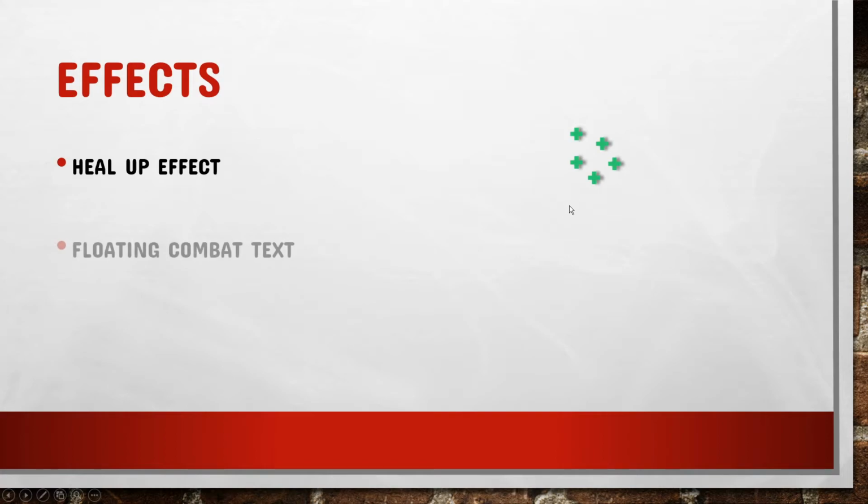So for effects, I want to add a heal up effect when you pick up a medkit, which I picked up earlier in this video. So when you pick it up, little particles appear on the screen. Also I want to add floating combat text like criticals, or just the damage dealt to the mobs shown, or maybe when we add a rocket launcher, things like boom and bam, small explosions with text.